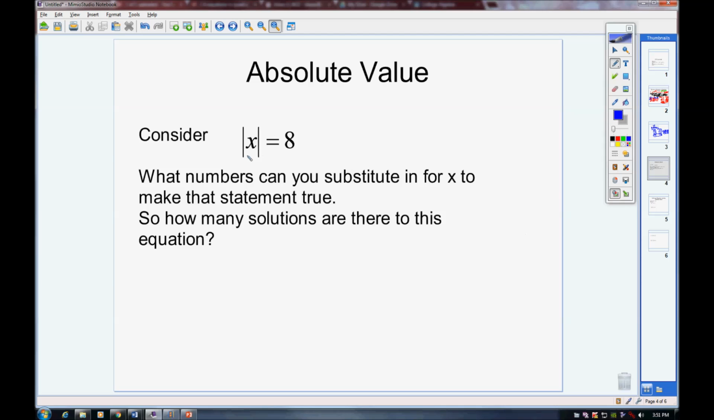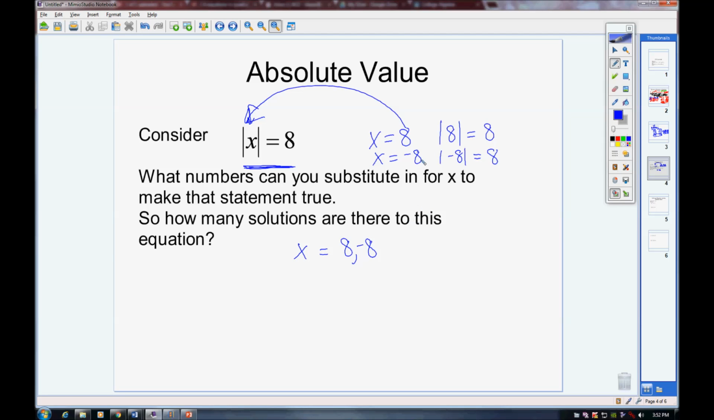What numbers can you substitute in for x to make this statement true? What could I put in for x to make it equal to 8? Well, what if x were 8? If I plugged 8 in for x and I found the absolute value of 8, would that equal 8? Of course. So I know that one of my solutions is 8, but think about x equals negative 8. Absolute value of negative 8 certainly equals positive 8, so I have two solutions.